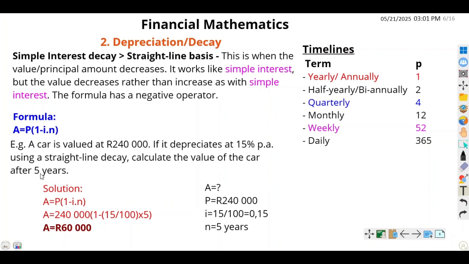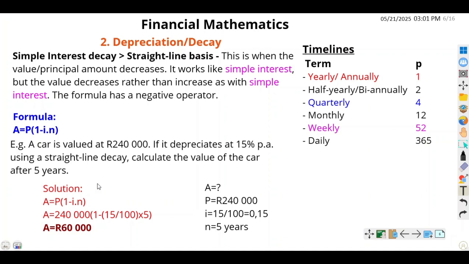So here's the car. It is valued at 240,000 rands, right? After 5 years you cannot sell it for 240,000 rands. Why? Because it has depreciated. The value of that car has been reduced over the years, so you have to sell it at a lower price. So how do we calculate the new value for that car after 5 years? That is what we're looking into.